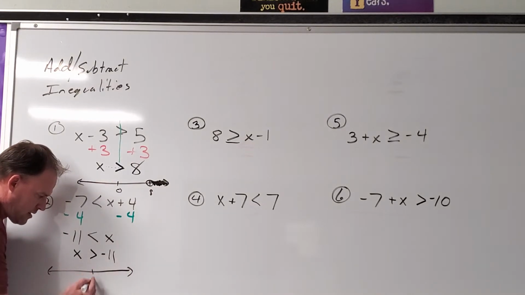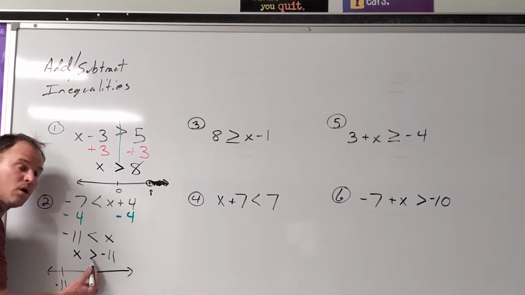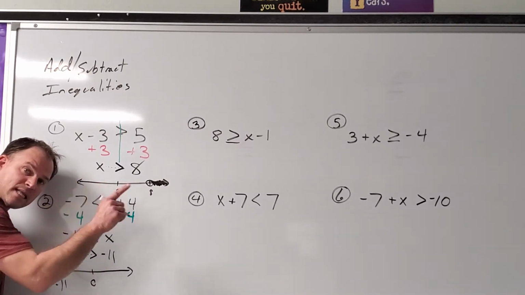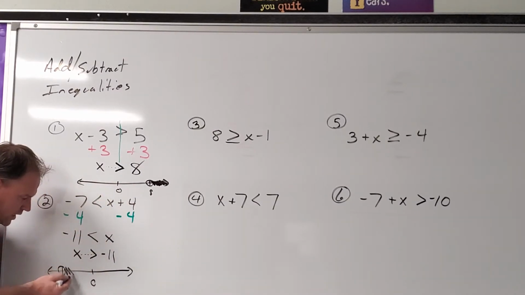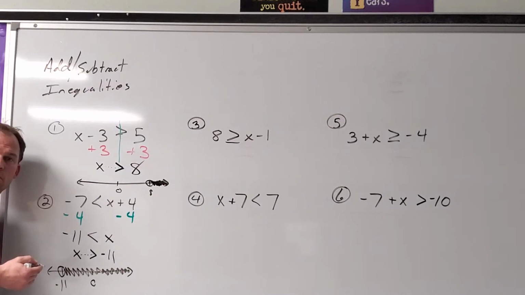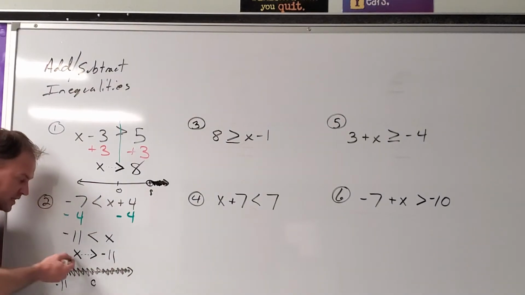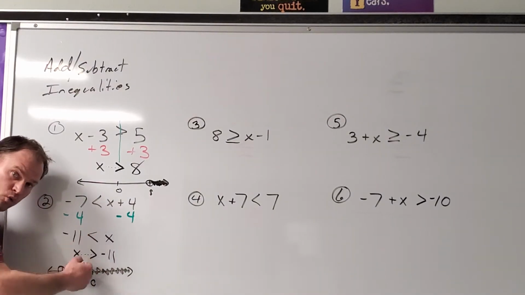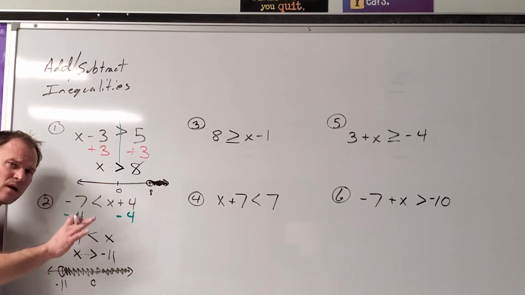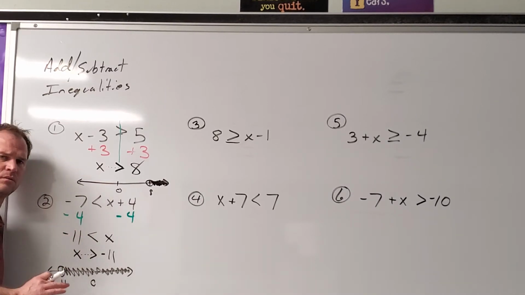I've got negative 11, what kind of circle? Open circle, and this is telling me shade that direction. So I am shading that direction. This trick only works if the variable is on the left-hand side. Notice here, it's backwards. We don't like that, okay?